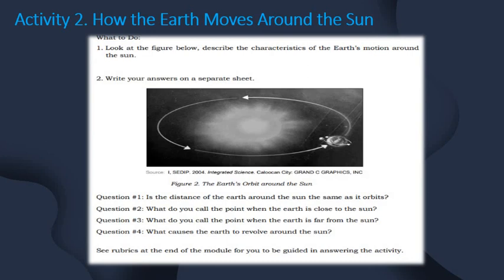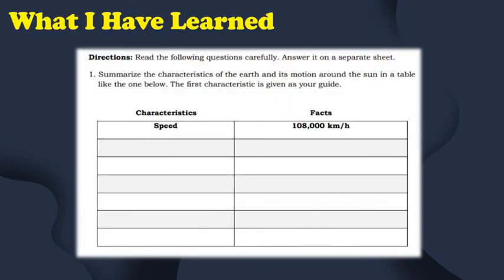So, question 1, is the distance of Earth around the Sun the same as its orbit? Question 2, what do you call the point when the Earth is close to the Sun? Number 3, what do you call the point when the Earth is far from the Sun? Number 4, what causes the Earth to revolve around the Sun? So what I have learned, we have this one.